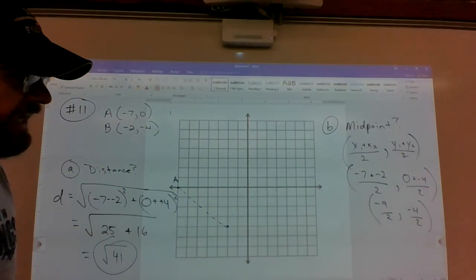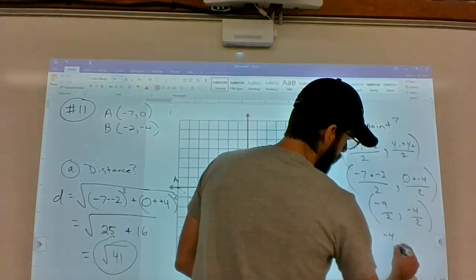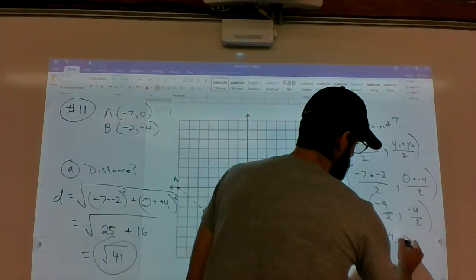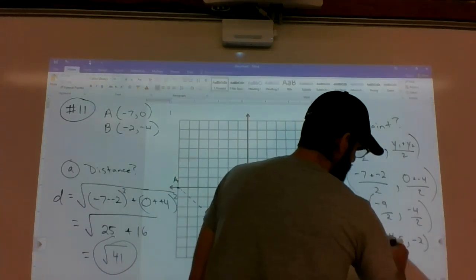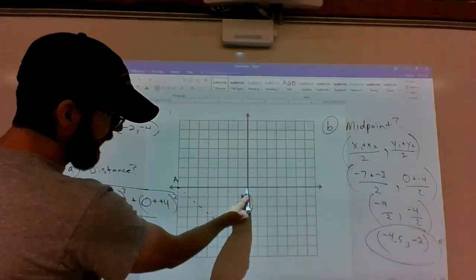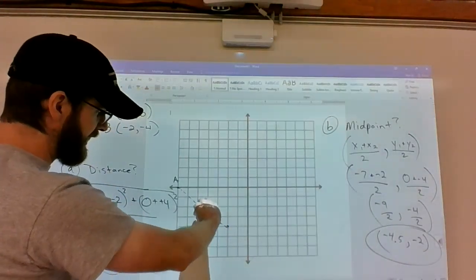And you just cut those in half. So you get negative 4.5, or really negative 9/2 works too, and negative 2. So there's the midpoint, which makes sense. It's about negative 1, 2, 3, 4.5 from my graph, and exactly negative 2.